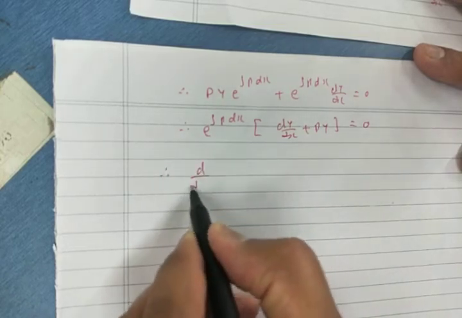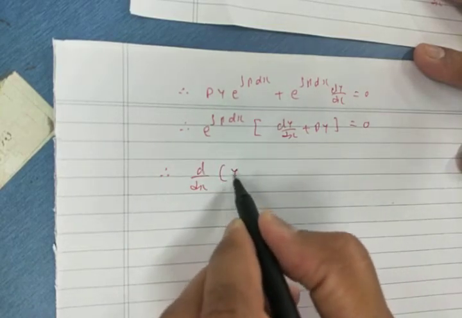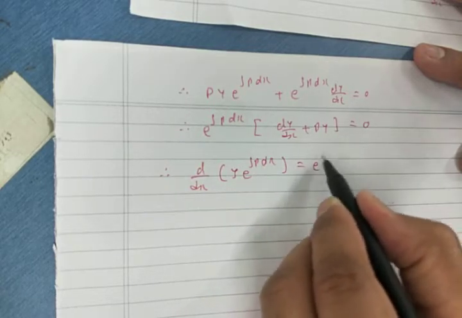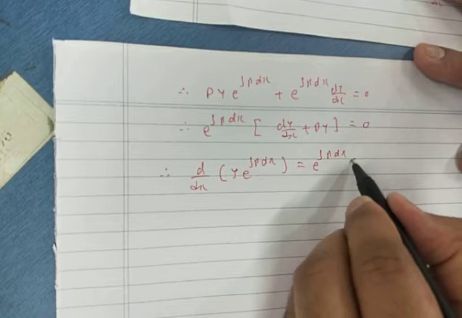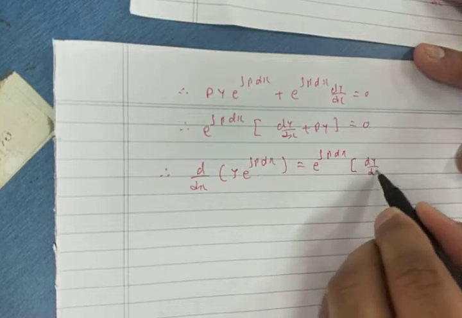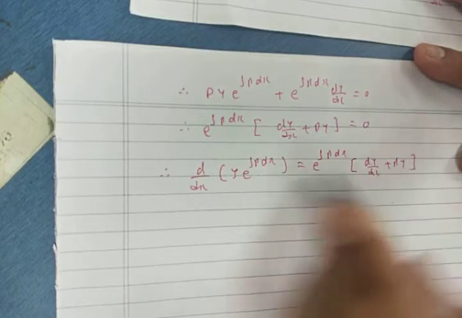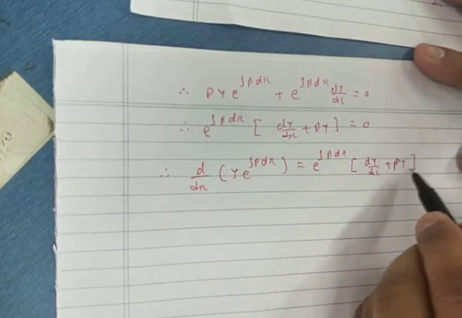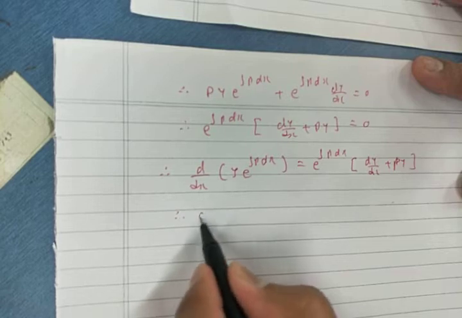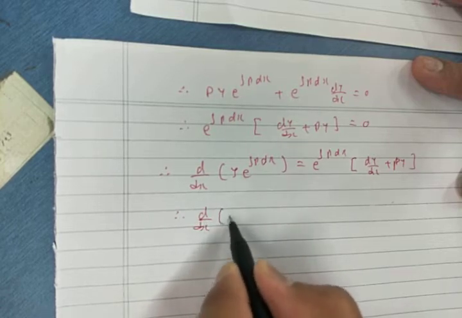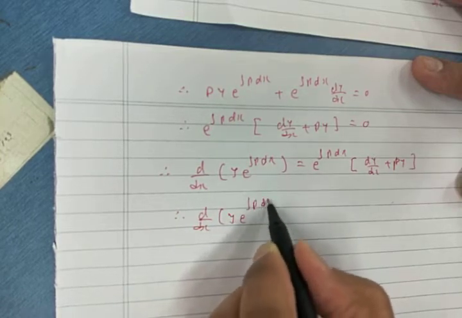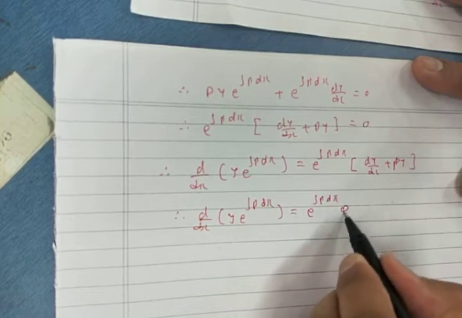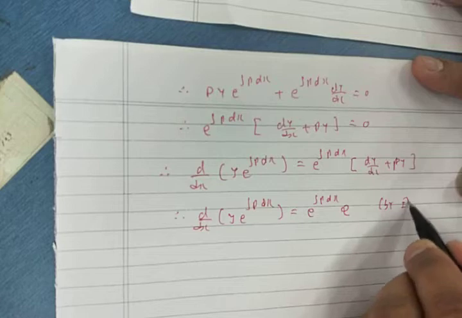So can I write d by dx of y e raised to integral p dx as e raised to integral p dx into dy by dx plus py, because the derivative of this one is this thing. Now, according to the given equation, what will this be? d by dx of y e raised to integral p dx is e raised to integral p dx into q. That is given by 1.